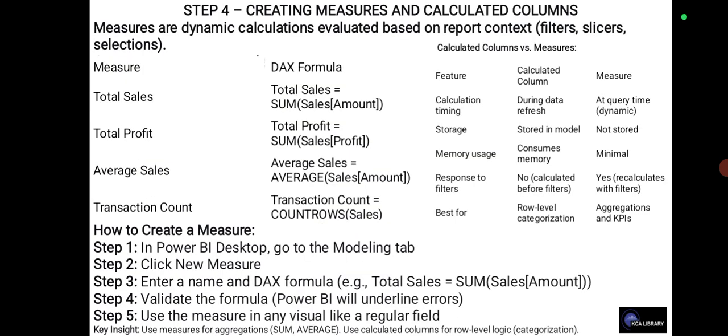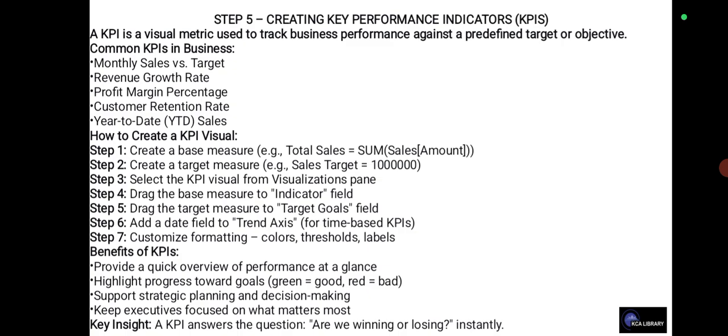Now let's look at how to create performance indicators, KPI. That's the third step. A KPI, as defined previously, is a visual metric that is used to track business performance against a predefined goal or objective. So KPIs in business can include monthly sales and target. You can also talk about revenue growth rate, profit margin percentage, year to date sales, as the case may be. So how do you create a KPI visual?